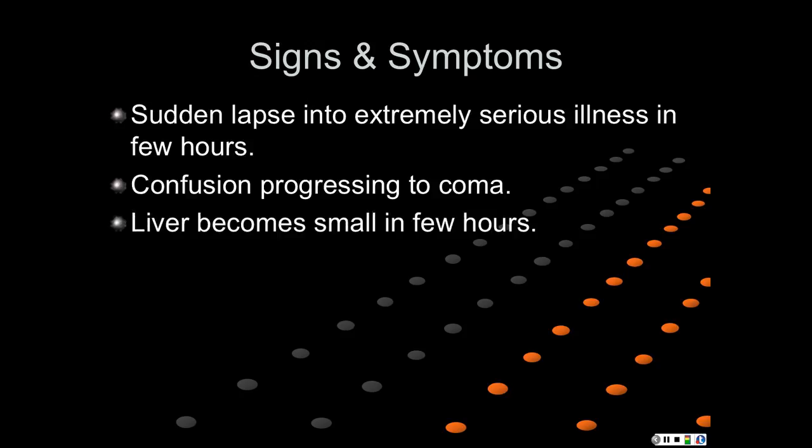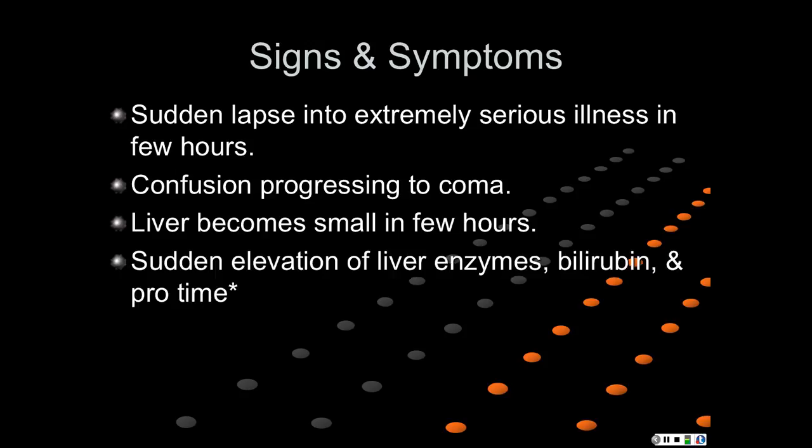Okay. Signs and symptoms of that acute fulminant liver failure: sudden lapse into extremely serious illness in a few hours. They may end up with confusion progressing into coma because of the high levels of ammonia, and the liver becomes small in a few hours. Whereas with the other, when we talked about hepatitis, we said it was inflamed, tender, swollen, but this time it shrinks real quickly. The amount of destruction to the liver cells occurs very rapidly.